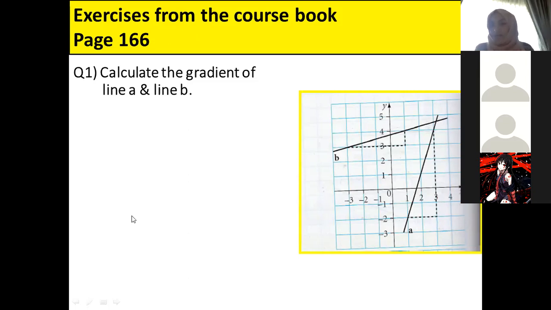For the x, before the y, we always go by across and then up. So across, up, and then across.